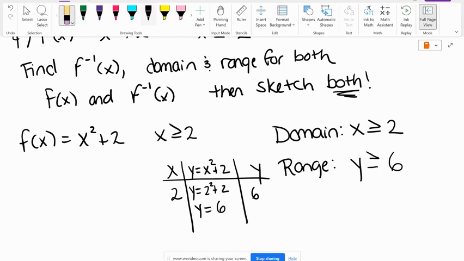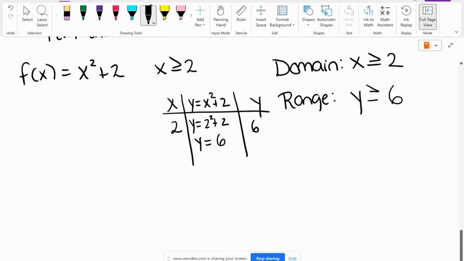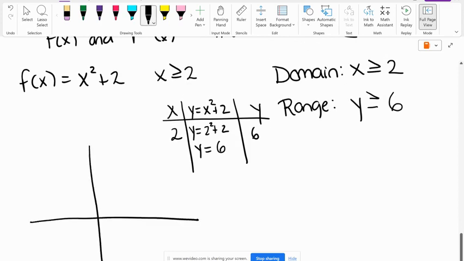Are we ready to sketch this? Okay, so we all know it's a parabola, right? But only part of that parabola is showing. So we want x is 2, and we want y is 6. So that's this part right here. Everything to the left of that, is it going to be showing? No, only to the right. And what's happening to the right of it? It's just going up forever. So it shouldn't even be that curved. It was like something like that before, but then we got rid of that part.